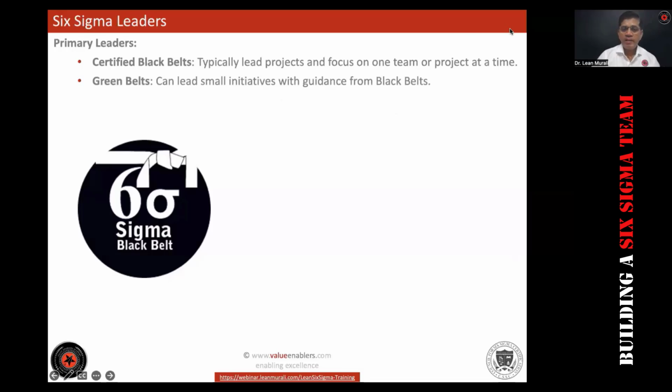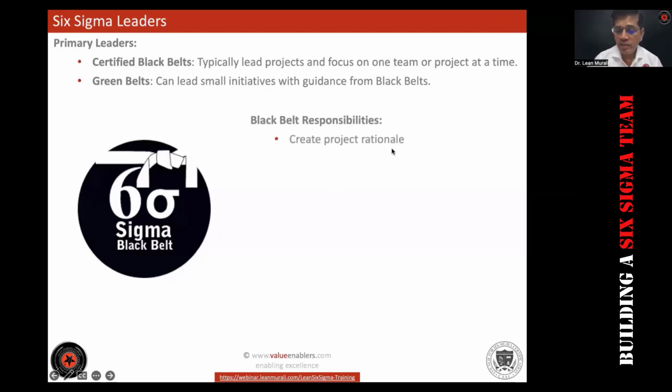So, certified black belts typically lead projects and focus on one team or project at a time. And green belts can lead small initiatives with guidance from black belts. Okay, if this is clear, type SC, super clear, in the chat box. Nothing so difficult about this.